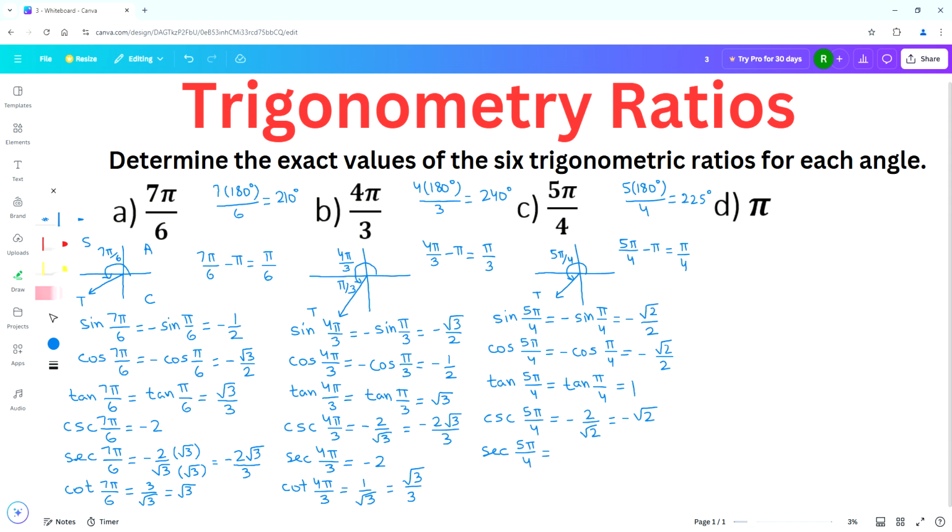Secant is the reciprocal ratio for cos. For cos, we got the answer negative square root 2 over 2. The answer for secant will be negative 2 over square root 2, which can be reduced to just negative square root of 2.